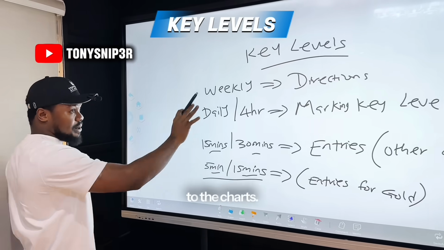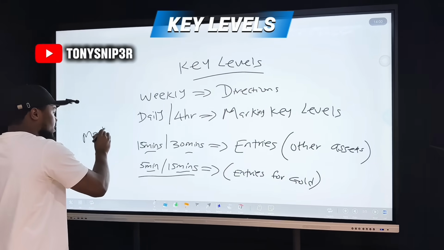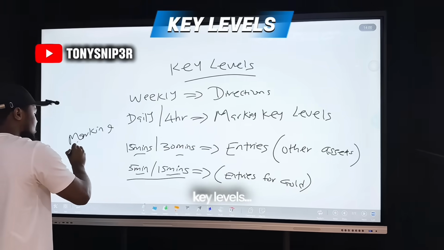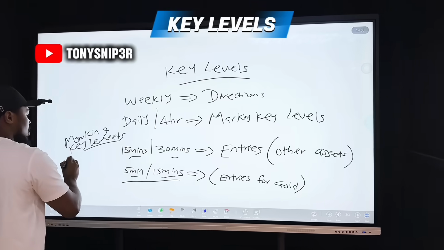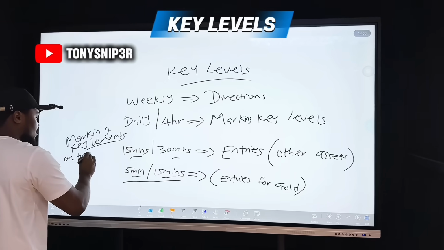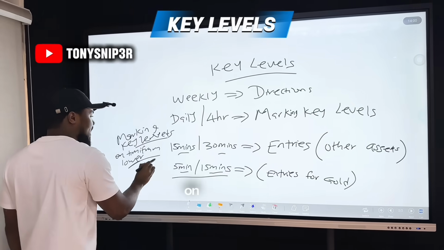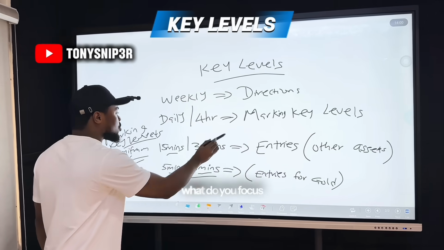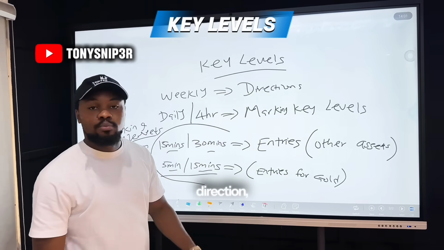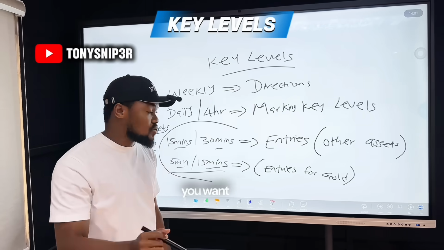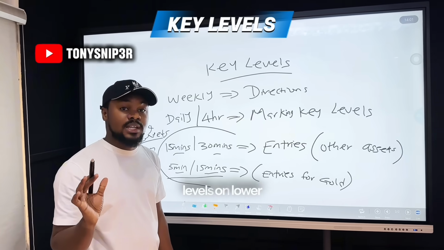Now let's go back to the charts. I'm sure everybody has seen this. So when you're marking key levels on lower time frames, on time frames that are lower, what do you focus on? You focus on all this. You only use this to just find the direction, you mark the key levels. Now you want to buy, you want to sell, you scale down to these time frames. That is how you mark your key levels on lower time frames.